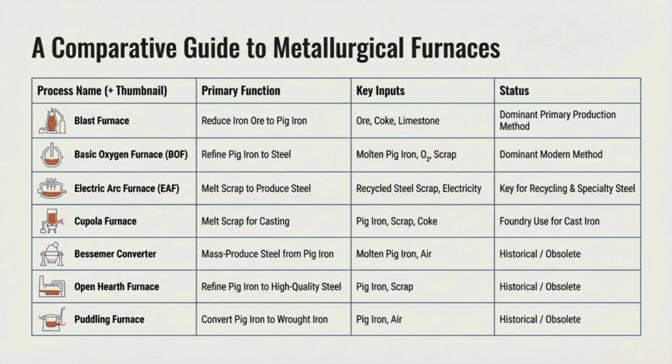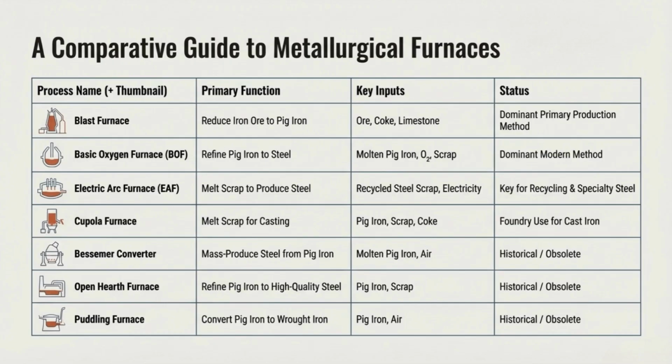Let's look at the dominant modern methods first. The blast furnace. This is still the king of primary production. If we need to turn raw iron ore, coke, and limestone into pig iron, this is the furnace we use. It is the start of the entire chain.